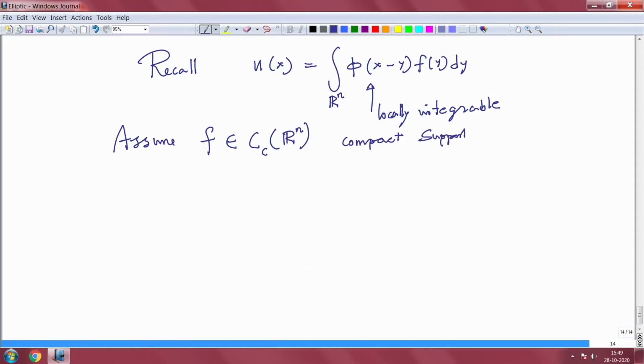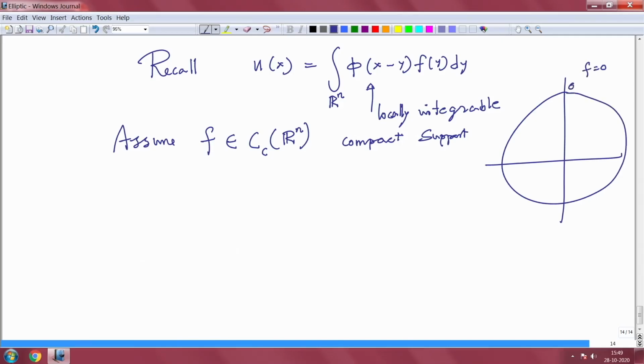Compact support means that f is 0 outside a ball, or a compact set, whatever it is. So, f is 0 outside a compact set. At infinity there is no trouble, and phi is smooth throughout, it has only a singularity. So, the only trouble is local, and we have already seen that f is locally integrable. So, this u is well defined, that is what I want to say.